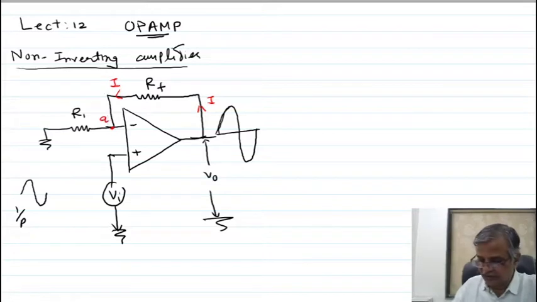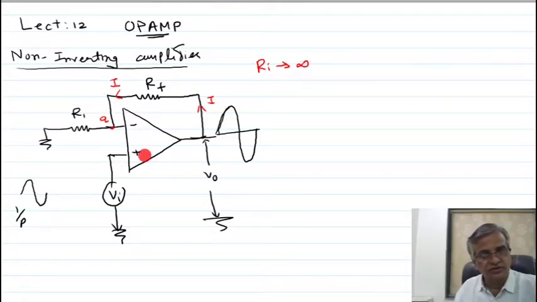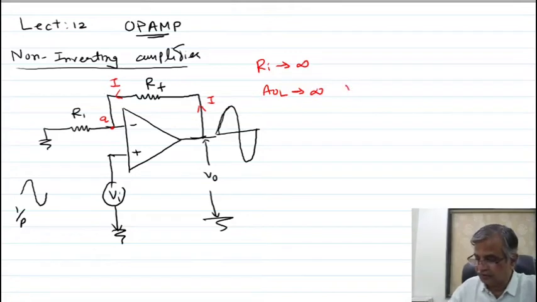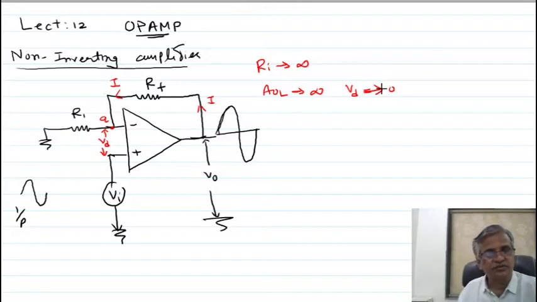Now, due to infinite input resistance, the input terminal of the op-amp does not draw any current. The voltage drop between the two input terminals tends to 0 due to the open loop gain of the op-amp. Due to the open loop gain of the op-amp, the voltage drop between the two input terminals tends to 0, means Vd tends to 0.